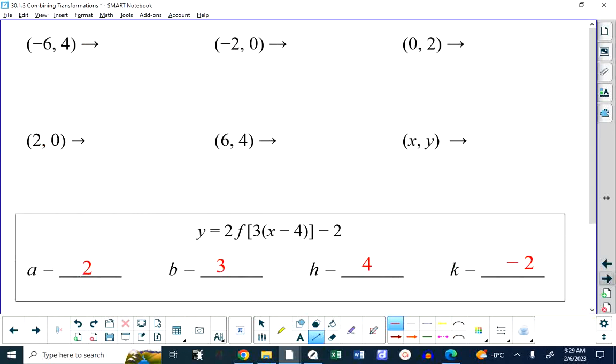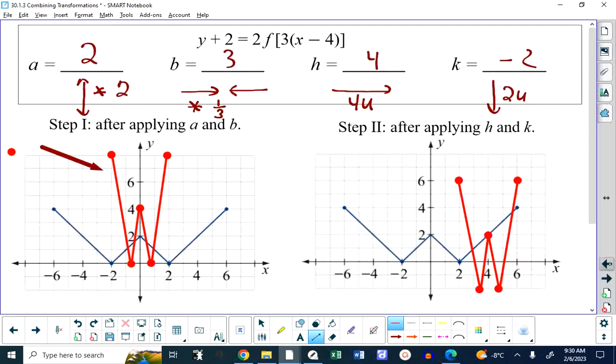So what happens to negative 6 comma 4? Well, let's go back and let's look. Negative 6 comma 4 is here, and it ends up being here. So it maps to 2 comma 6. Would you agree? The original point is at negative 6 comma 4, which is here, and it ends up in this location.